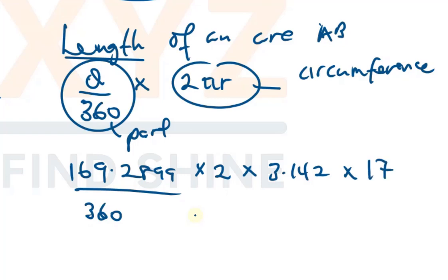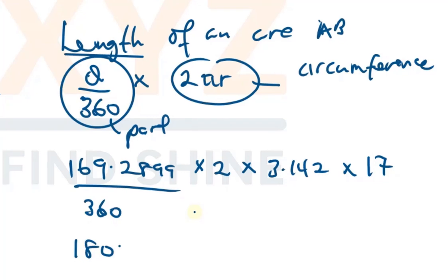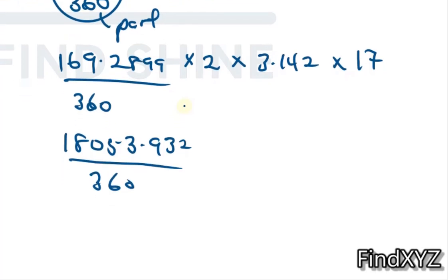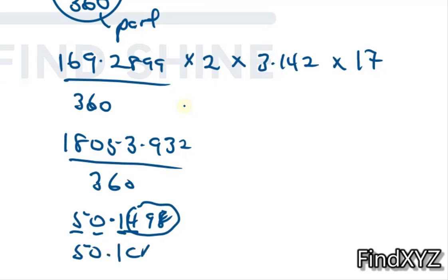Let's multiply the numerator. This will give us 18,053.932, everything divided by 360. Then finally we divide everything by 360 to arrive at 50.1498. But we are tasked to leave our answer in 3 significant figures. We have a decimal point, so everything becomes significant. So we have 1, 2, 3. Then we look at the next number. Is it 5 or more? No. So we have to discard the whole of this and write our final answer as 50.1 centimeters. This represents the length of the arc.